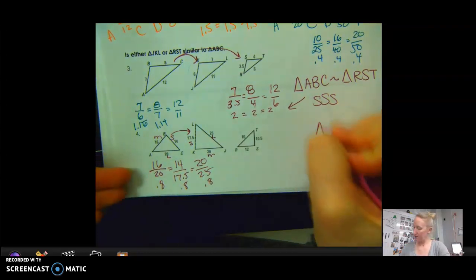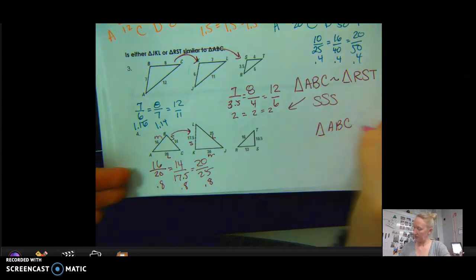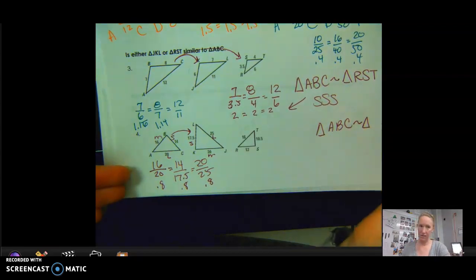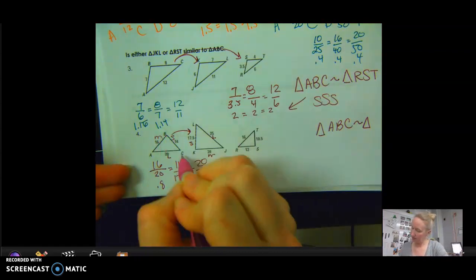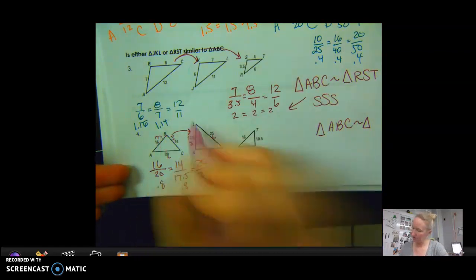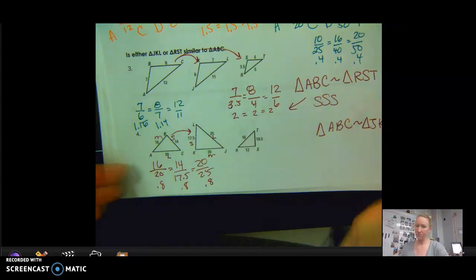So triangle A to B to C is similar to triangle, match it up correctly. A to B is my medium side, to C is my small side. So I need to go medium to small. So J to K to L.